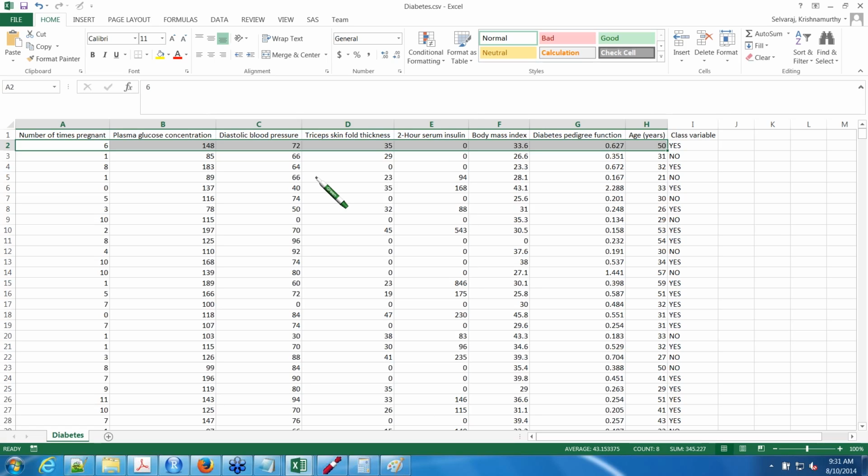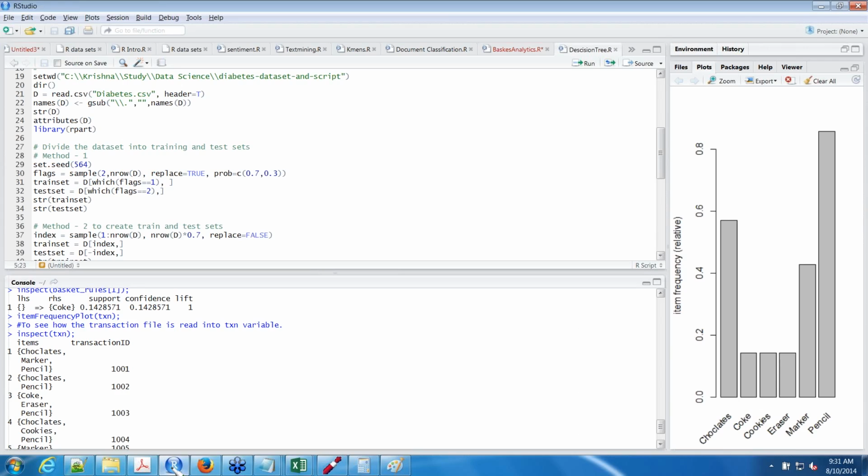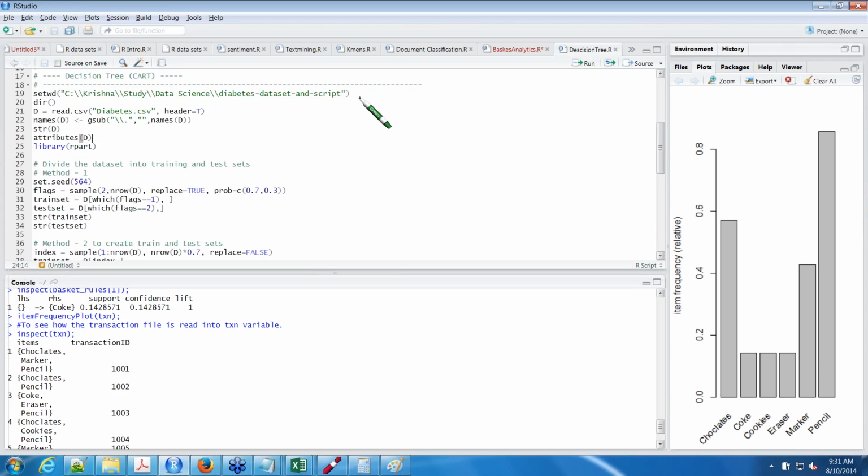Some of the healthcare terminology available: number of times pregnant, plasma glucose concentration, diastolic blood pressure, triceps skin fold thickness. Likewise, all are diabetes or healthcare terminologies. Now we are going to read this dataset, train the model, and then use it for prediction. For the decision tree, we have to install a package called rpart. Rpart is used for reading the data and predicting using the decision tree model.